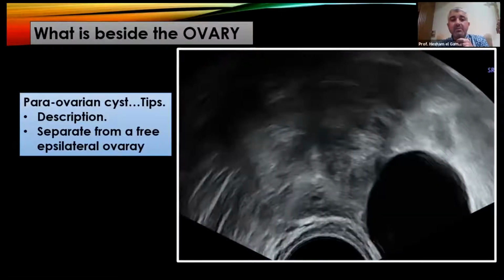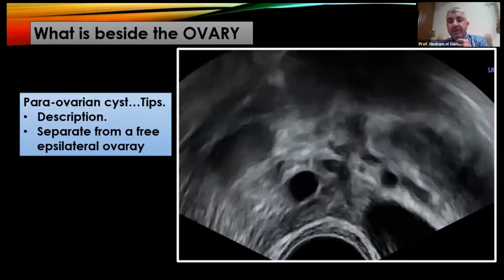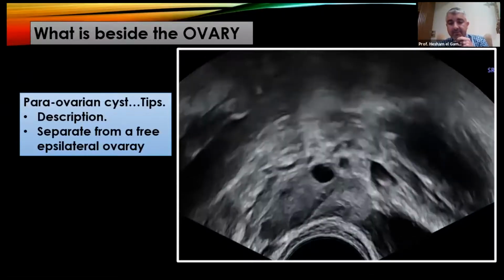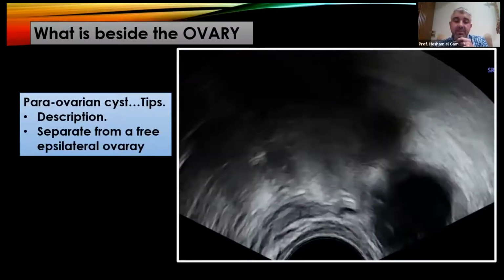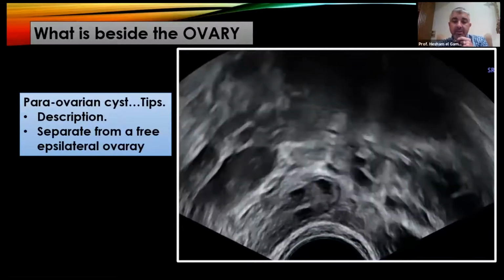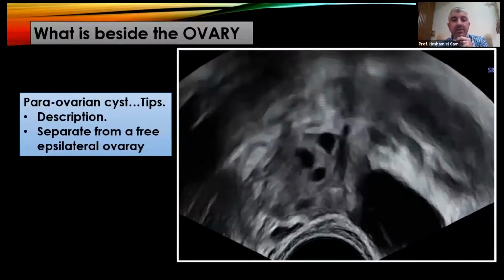Things beside the tube, you could see a paraovarian cyst, and the tip with the paraovarian cyst is you have to push between the cyst and the ovary, and if they are separate from each other, then this is a unilocular, simple paraovarian cyst. You usually see it with a thin wall, no Doppler flow, and there is no solid content, or sometimes there is a very small solid content inside that is not vascular.